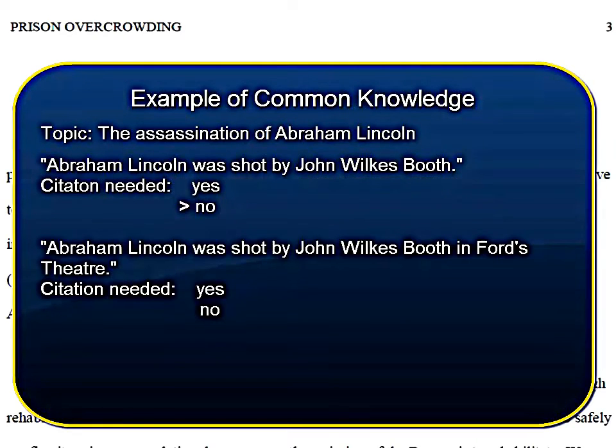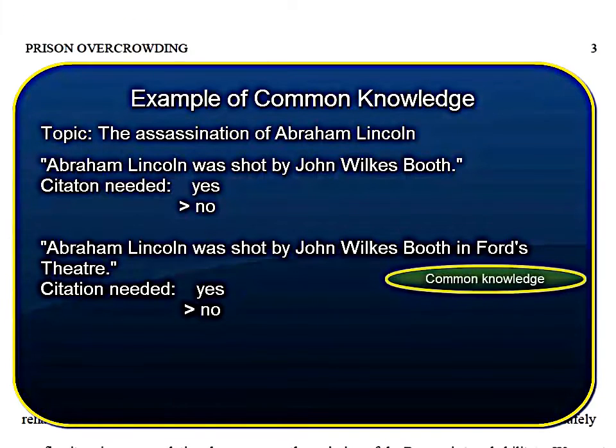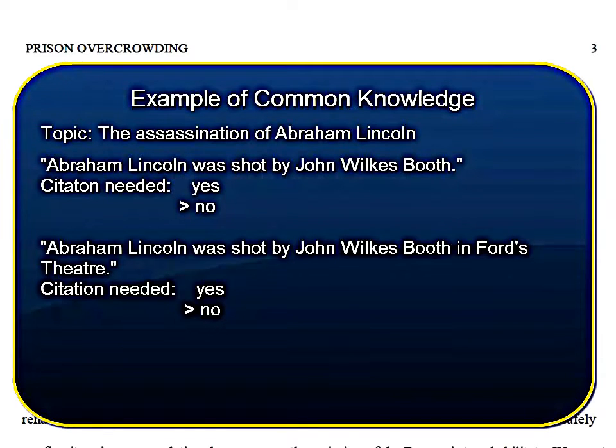Next, Abraham Lincoln was shot by John Wilkes Booth in Ford's Theater. Would you have to cite that? No, although you may not have known the name of the theater before you began your research. As you read about the assassination, you saw that Ford's Theater is an example of common knowledge, something that is known by virtually every historian in the field.